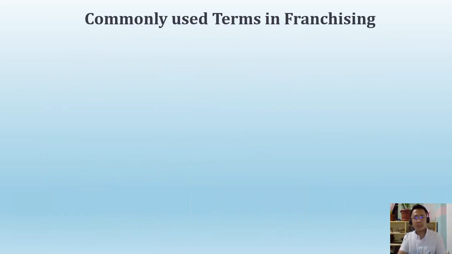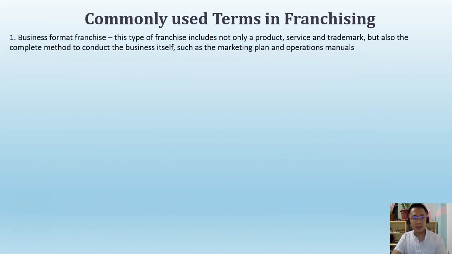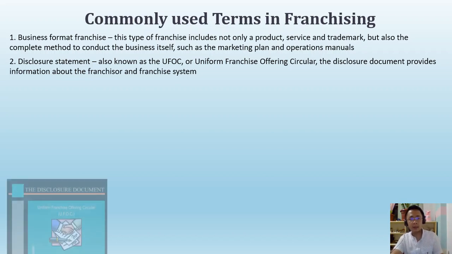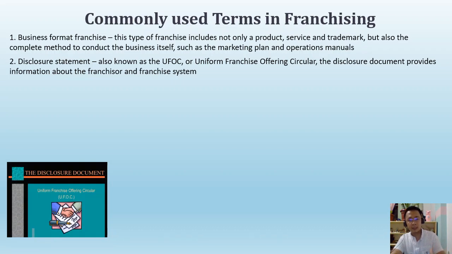Then we are going to discuss the commonly used terms in franchising. So we heard about the business format franchise. This is the type of franchise that includes not only a product, service, and trademark, but also the complete method to conduct the business itself, such as the marketing plan and operation manual. And also the disclosure statement. The disclosure statement is also known as UFOC or Uniform Franchise Offering Circular. The document provides information about the franchisor and the franchise system.